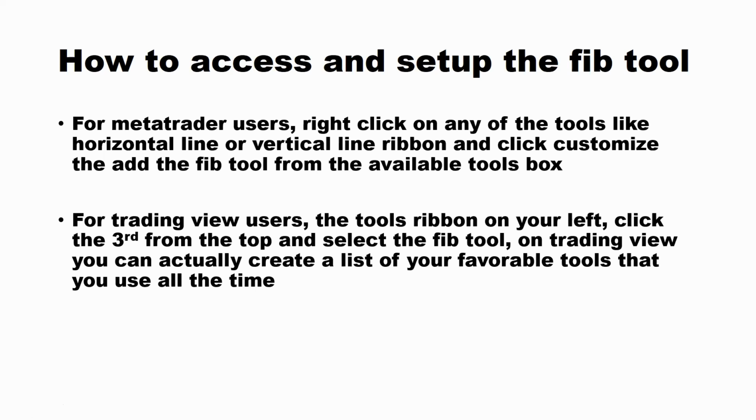So you just go to the horizontal line or vertical line that you've been using, right click on it, then you go to customize, and then you'll see two columns. I'm going to just show you this immediately here. You'll see two boxes, one for the tools that you've selected, and one for those that you've not selected.